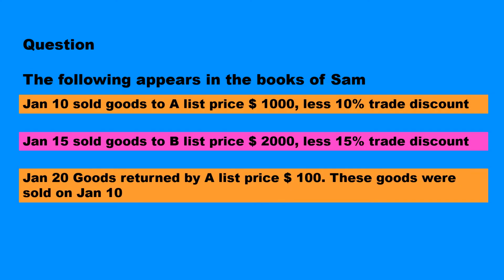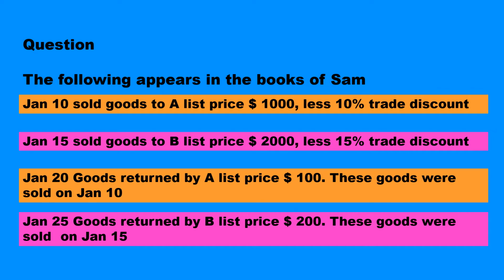Let us look at a question. The following appears in the books of Sam. January 10th, sold goods to A, list price 1000 less 10% trade discount. January 15th, sold goods to B, list price $2,000 less 15% trade discount. January 25th, goods returned by B, list price 200, and January 20th, goods returned by A, list price 100. This we talk about later on during this lesson.